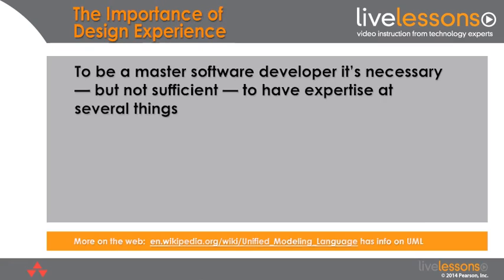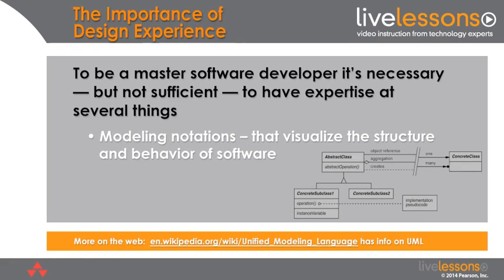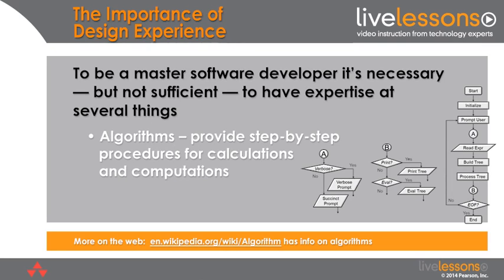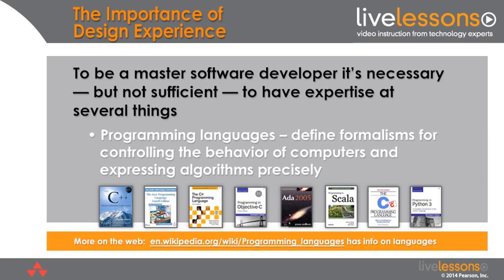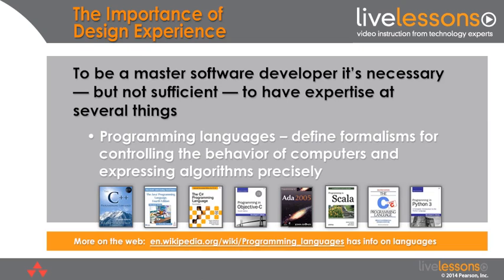To be a master software developer, it's necessary but not sufficient to have expertise in several things. For example, it helps to be an expert at modeling notations, which help us to visualize the structure and behavior of software. It also helps to have expertise with algorithms, which provide step-by-step procedures for expressing calculations and computations. Naturally, it's important to have mastery of programming languages, which define formalisms for controlling the behavior of computers and being able to express algorithms precisely.